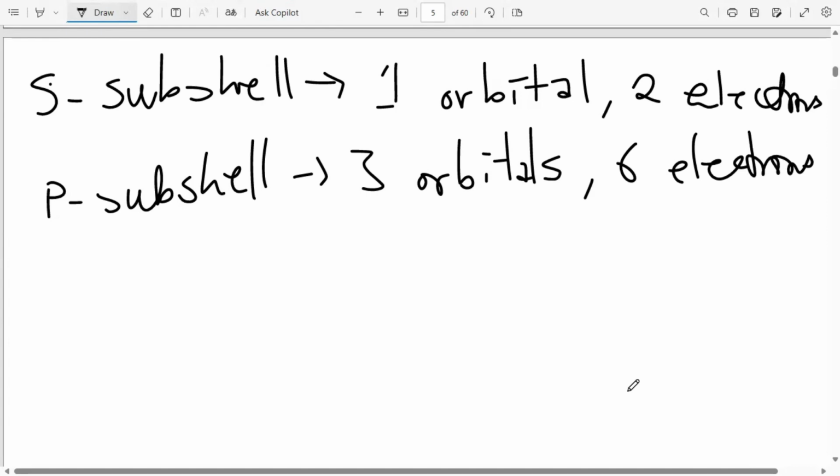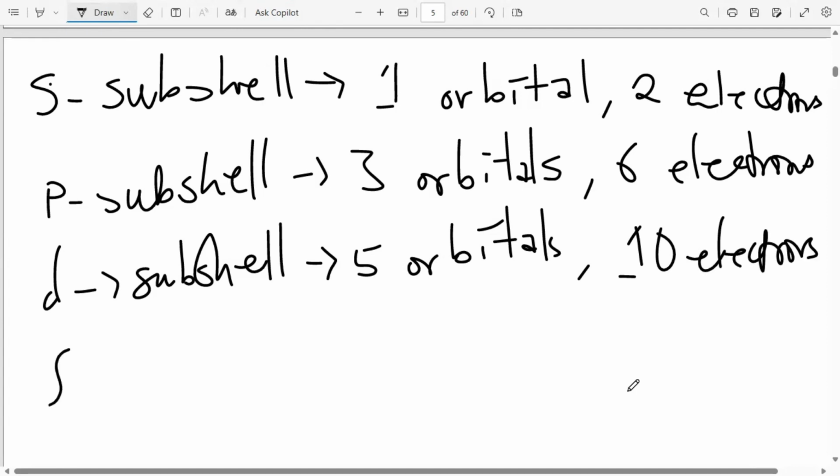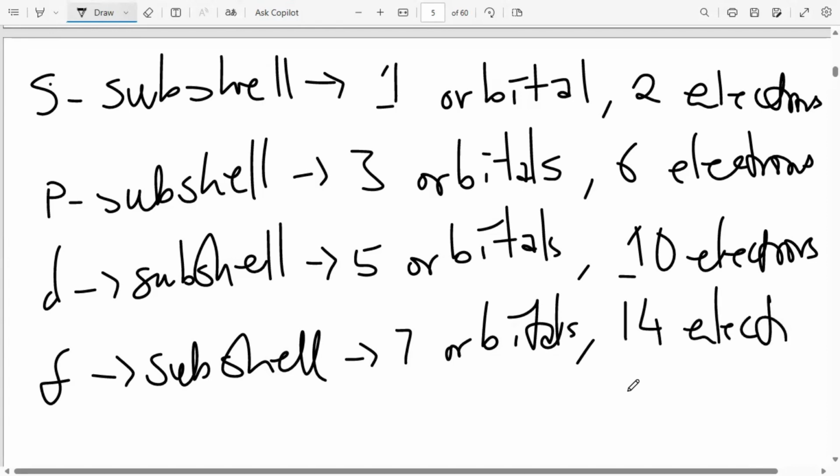We have the D subshell. The D subshell contains 5 orbitals and can carry a maximum of 10 electrons. Whilst the last one is the F subshell. The F subshell has 7 orbitals, and they can carry a maximum of 14 electrons.